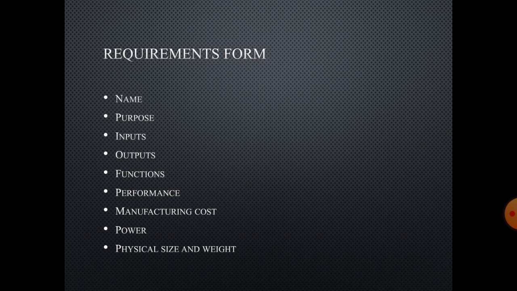Then coming to the next section, power, which notes the power needed for the embedded system. Then physical size and weight, which should be mentioned in length and breadth format, like 2 into 6, and weight in ounces, kg, grams, etc. So this is a sample requirement form, and after collecting the information from the client, this requirement form should be made.